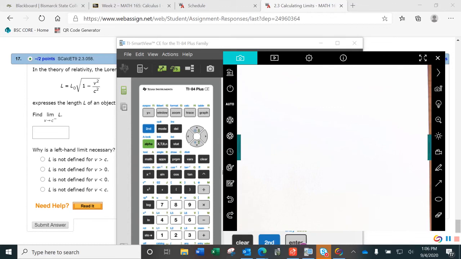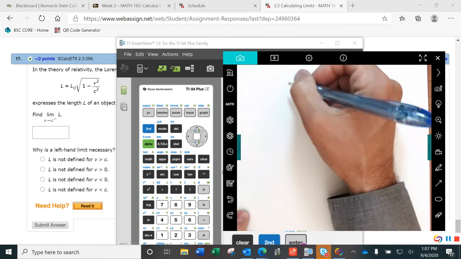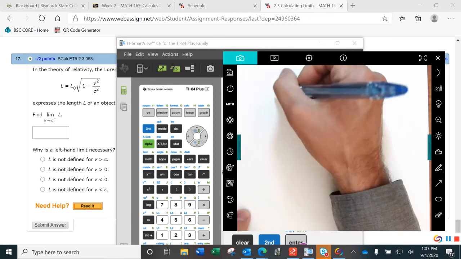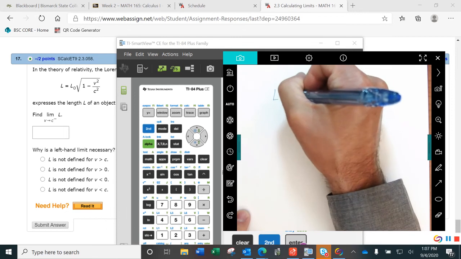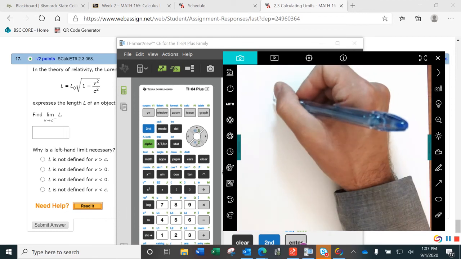Hey, calculus class. Got a couple questions on the Lorentz contraction that gives us the relativistic length L. And so what I want to do is I want to write this one down. This is a cool problem, so have a little fun with this one. L equals, now that's the relativistic length.